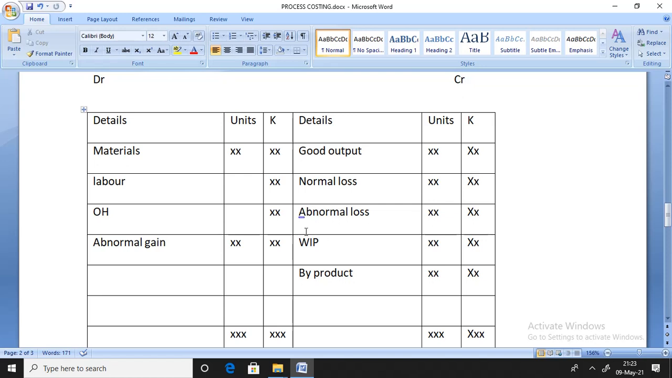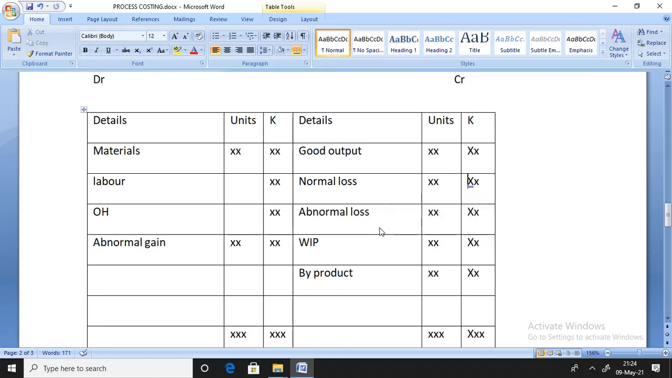Now, just to clarify, you cannot have abnormal gain arise at the same time as abnormal loss. These two are mutually exclusive. They are alternatives. If you have abnormal loss, you can't have abnormal gain. And if you have abnormal gain, you can't have abnormal loss. So in this process account format, I'm just showing you both, but they cannot arise at the same time or in the same account.